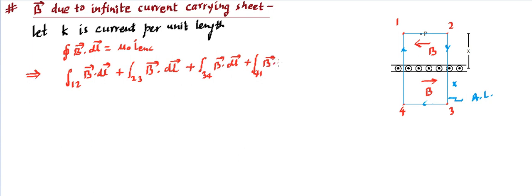Basically we are using the property of integration. That means we can divide a limit into some parts, and this is going to be equal to mu naught into I enclosed. So let's say this length that we are considering is L. So we are considering L length, so this is L and that is X. So K is the linear current density, into L, so that will become the total current which is enclosed in the loop.